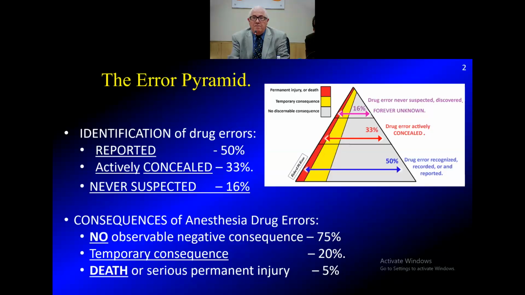We know that of drug errors, about 50% are reported to a safety officer. About 30% are recognized by the anesthesiologist, queried and reconsidered, by disposing of the wrong ampoules, vials and syringes, and the medical records to conceal that error. Then we estimate about 16% of drug errors are not suspected by anyone. That is totally invisible to the system.